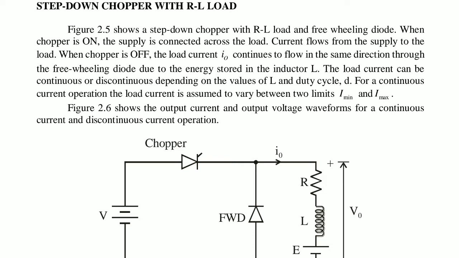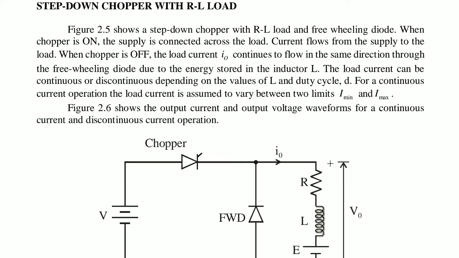When the chopper is on, that is the switch is on, the switch being shown here as the SCR, the supply is connected across the load and the current flows from the supply to the load. When the chopper is off, the load current IO continues to flow in the same direction through the freewheeling diode due to energy stored in the inductor L.